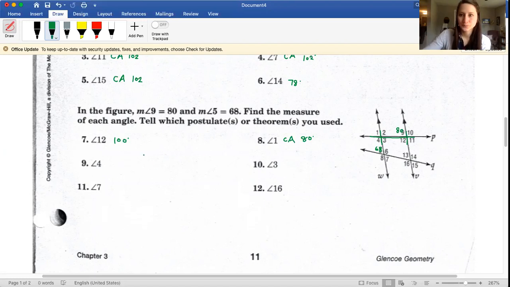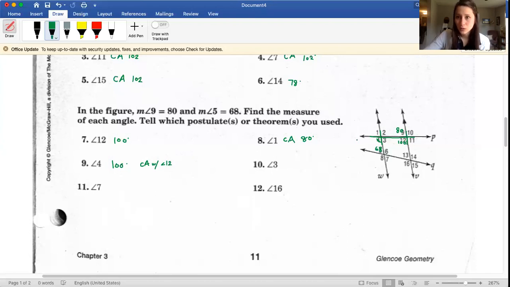Angle 4 is here. I don't necessarily know for sure what it is, but I had found angle 12 earlier, and angle 12 was 100 degrees. So angle 4 should also be 100 degrees because of corresponding angles. It's corresponding angles with angle 12, right?